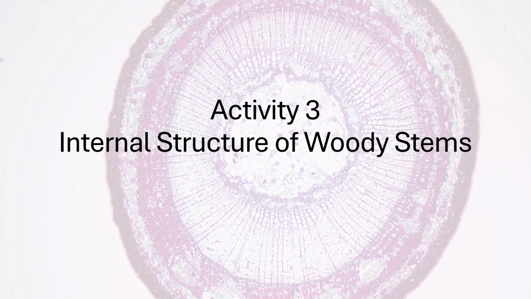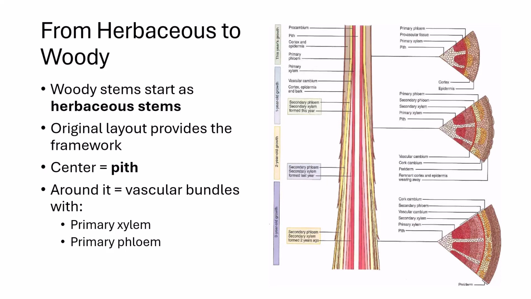In this activity, we're moving inside the plant and looking at the internal structure of a woody stem. You'll be working with a prepared cross-section of Tilia or basswood and learning how a stem that started out herbaceous becomes woody through secondary growth. Woody stems don't just start out woody, they begin as herbaceous stems. The original tissue layout sets up the framework for everything that comes later.